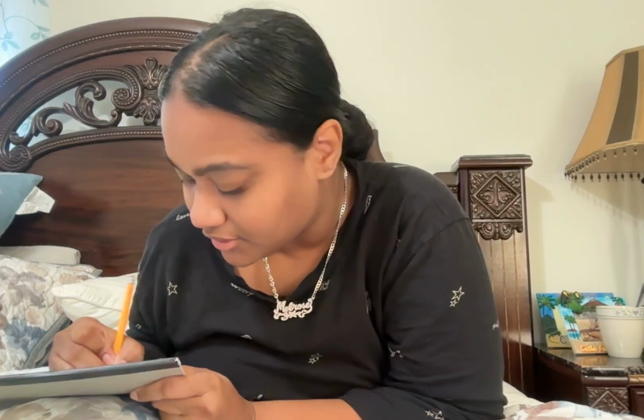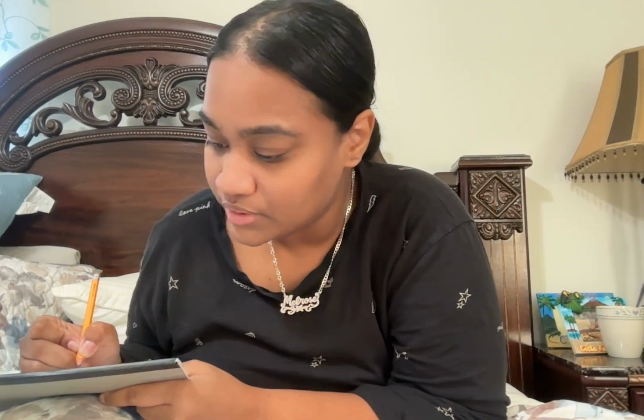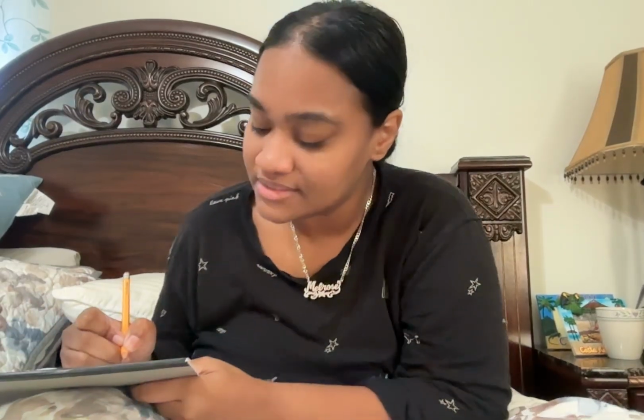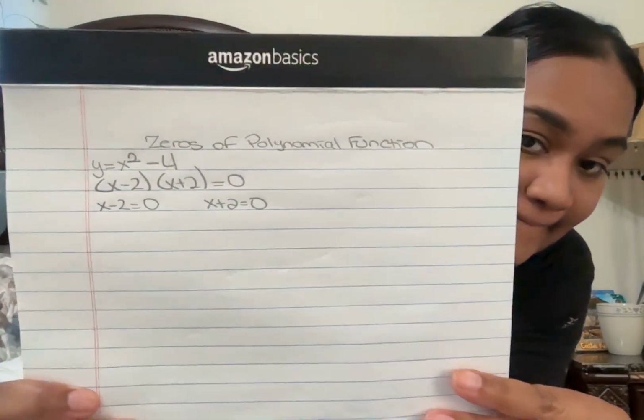And when you factor it, you're going to get x minus 2 and x plus 2, and then we're going to set it equal to 0. Our next step is going to be to set each factor equal to 0. So we're going to put x minus 2 equals 0 and x plus 2 equals 0, like that.